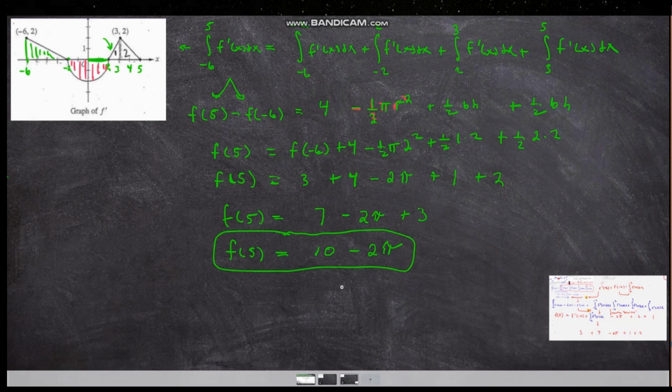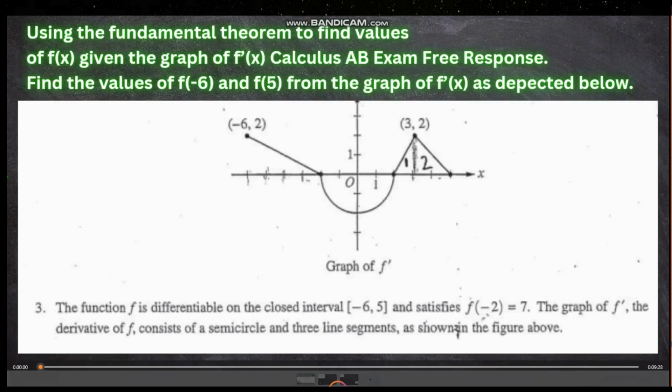And this is it, guys. You just sum up all your integrations, and that's the answer for f of 5. Hope this helps. This is AB, one of the AB exam free response questions. So, apologize for any audio lapses.